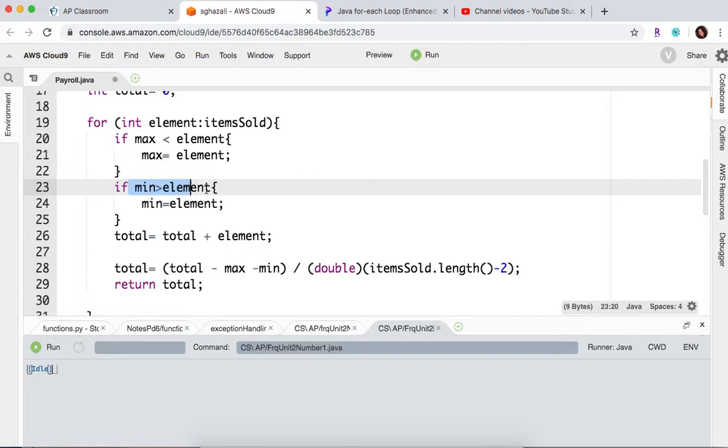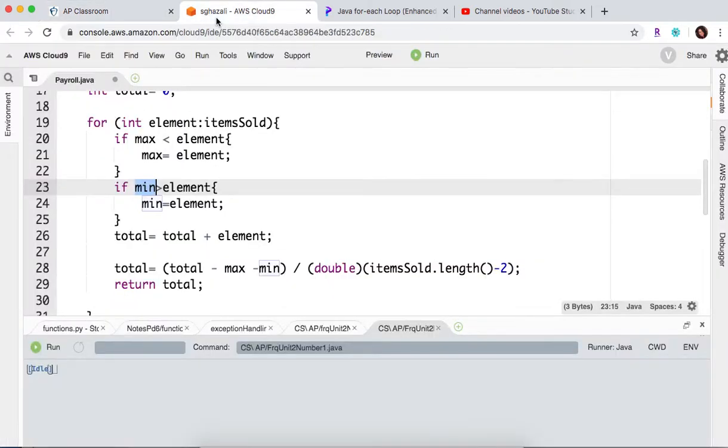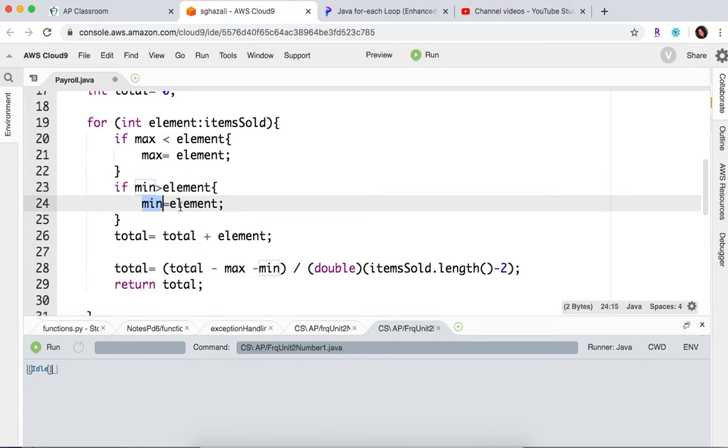I do the same thing for minimum, but minimum is the reverse. So I assume the first element is my minimum, and if I find something smaller, so if an element is smaller than my minimum, then that element is my new minimum. So that's a good trick to give me both my maximum and my minimum. And I just use 2 separate if conditionals to do that. Okay, so now I should have my max and I should have my min.